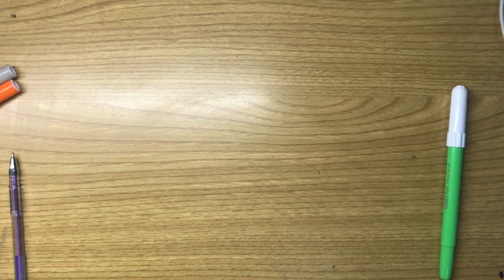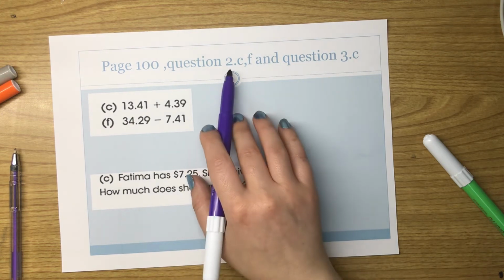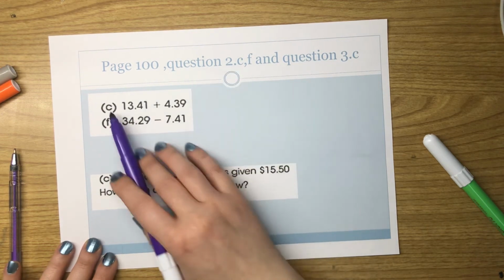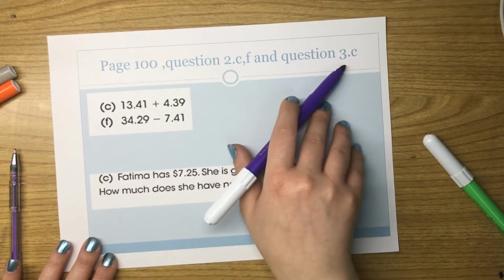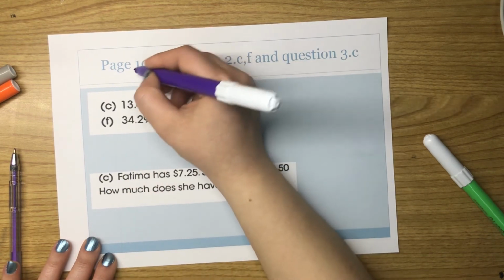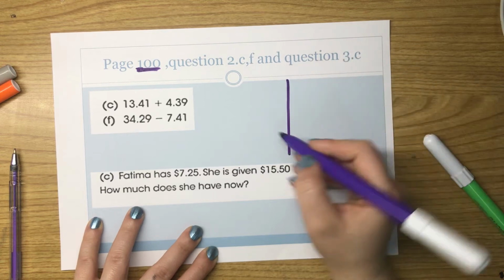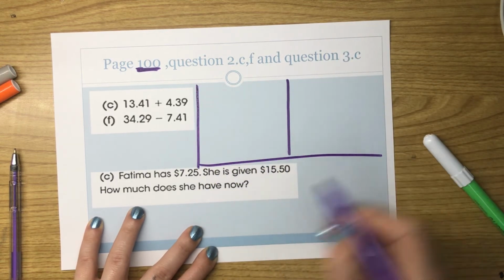Now, on page number 100, question number 2, C and F, questions 3C. Okay, on page number 100, adding and subtracting decimal numbers. Okay, I'm going to divide my working space.